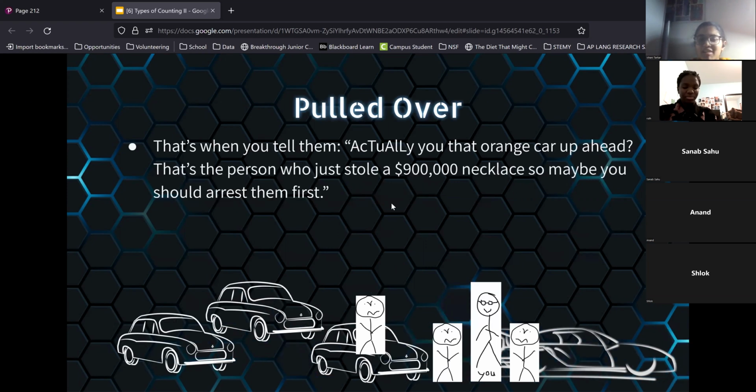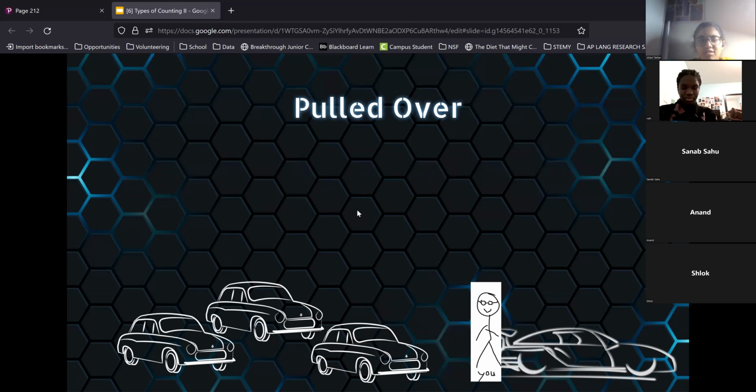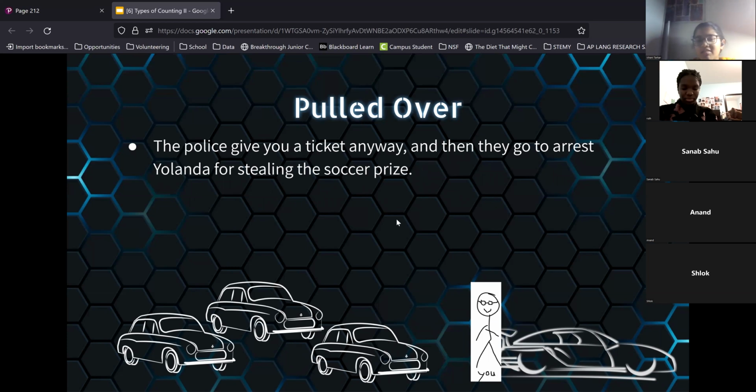So that's when you tell them, actually, you see that orange car up ahead? That's the person who just stole a $900,000 necklace. So maybe you should arrest them first. The police give you a ticket anyways, and they go arrest Yolanda for stealing the soccer prize.